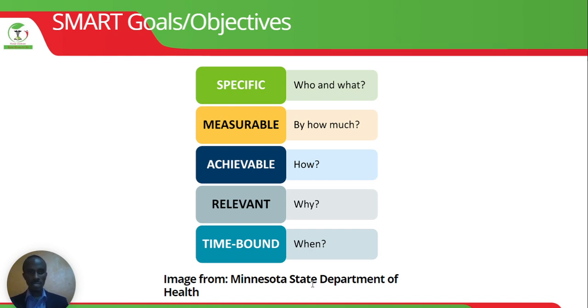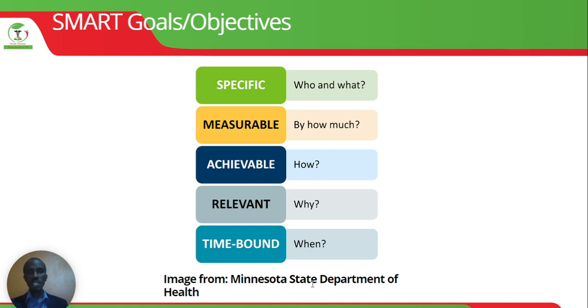Is the objective specific? We are looking at the employers of organization X, so it is specific. Is it measurable? By how much? So here we want to increase the physical activity from say 30 minutes to 50 minutes per day, so that their physical activity levels can go up so as to prevent those chronic diseases.